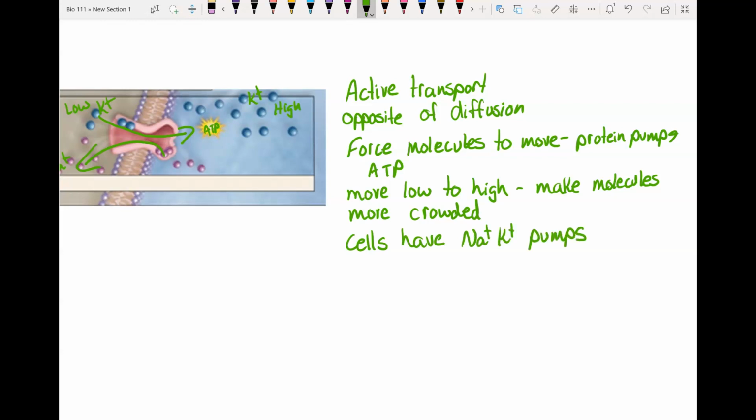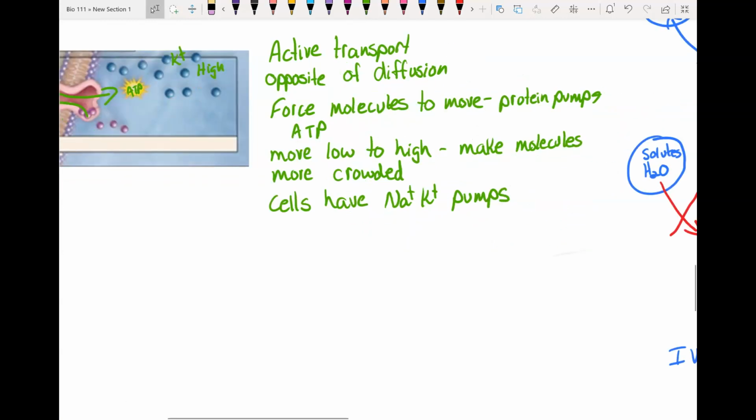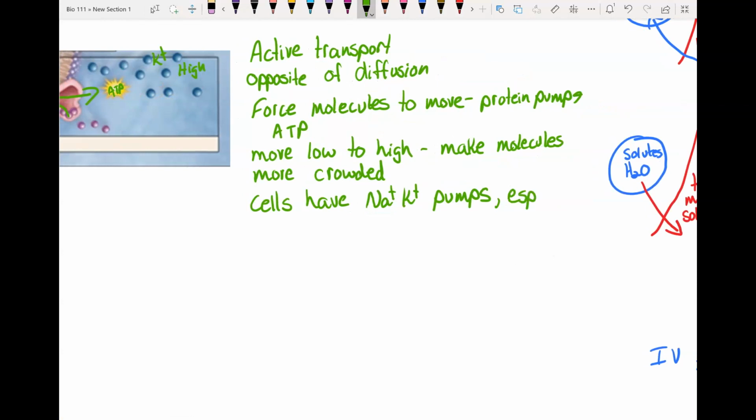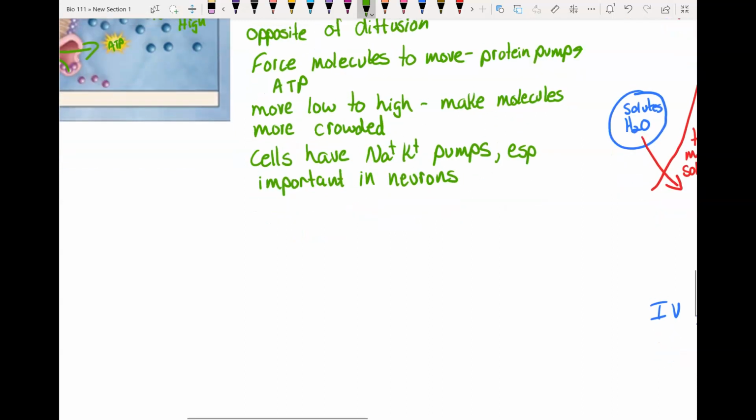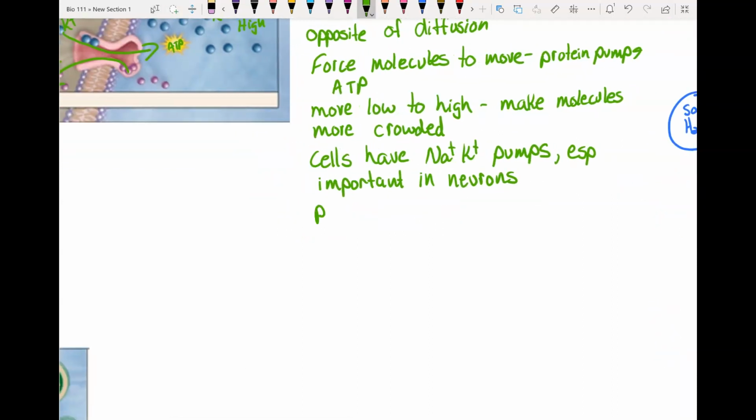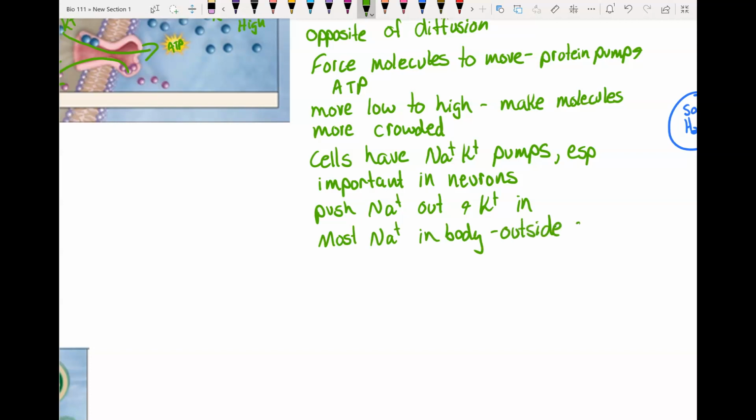And these are found in most of the cells in your body. They are especially important in neurons. These pumps are continually moving. They push sodium out of your cell and potassium into your cell. So in general, most of the sodium in your body is outside your cells. It's in your blood and your interstitial fluid. And most of the potassium in your body is inside your cells.